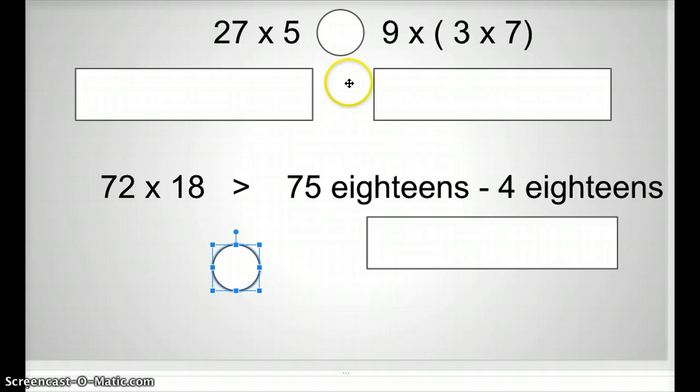So let's hear it: 27 times 5 is blank than or equal to 9 times 3 times 7. Try to figure that out. You should maybe pause the video for a little bit before you move on.